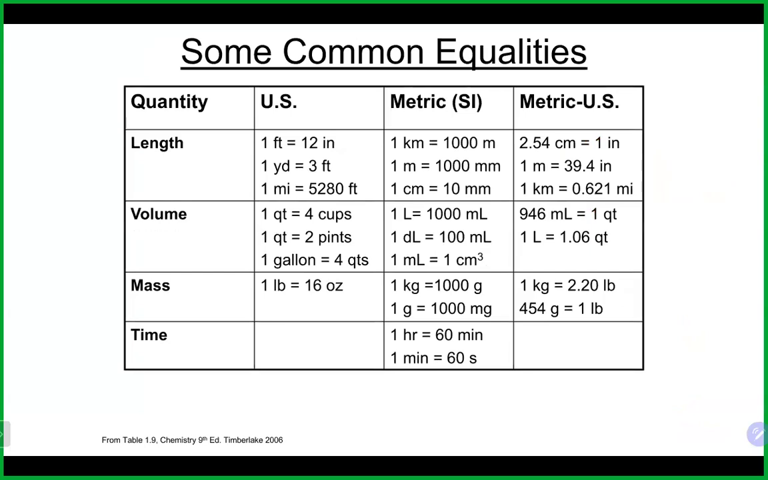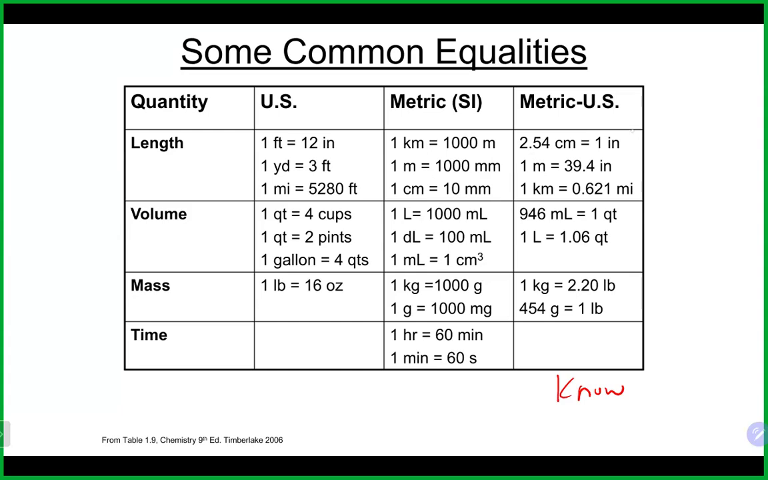Here are some common equalities. Pretty much, let's just say know these, because it has most of everything that you probably need to know for this class. So we have 1 foot is equal to 12 inches. Definitely comes across a lot. 5,280 feet in a mile is something that comes around a lot. 4 cups in a quart, 2 pints in a quart, a pound is 16 ounces. Here are some of our metric conversions: kilometers to meters, meters to millimeters, and our volume, our mass, and our time that we talked about.